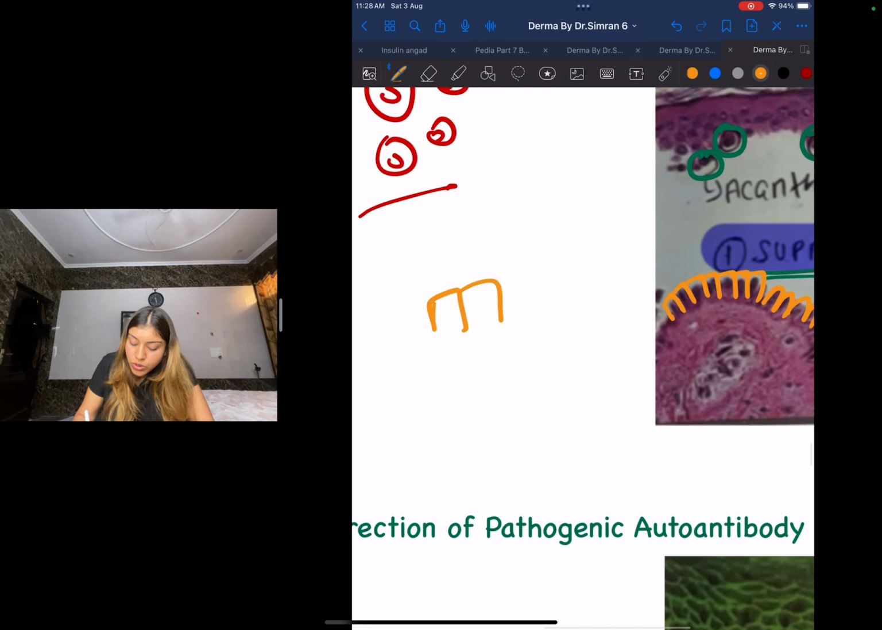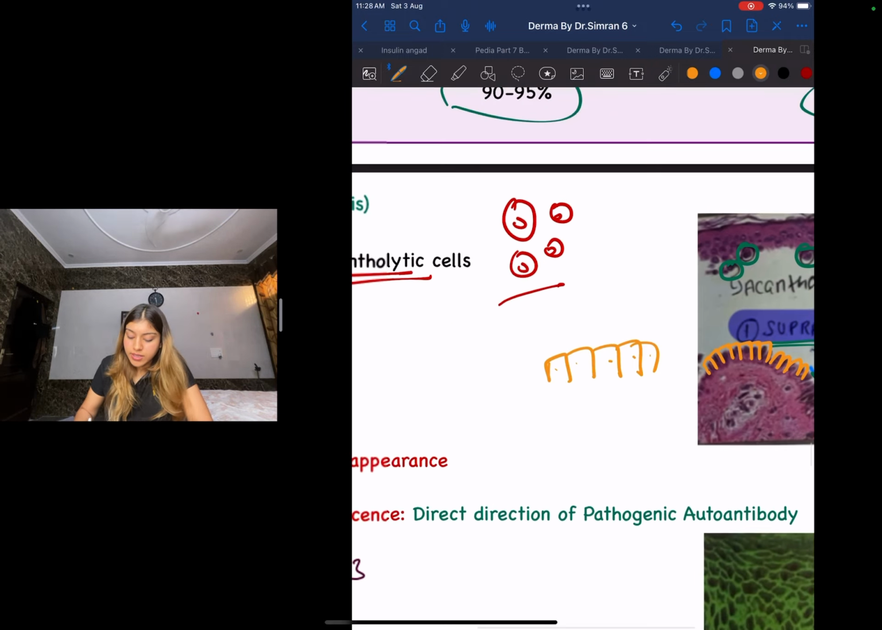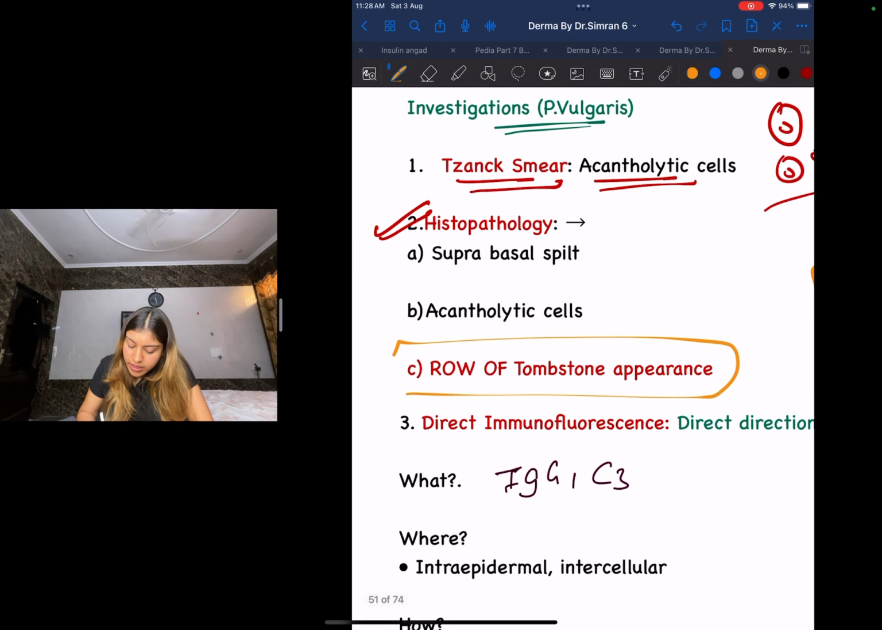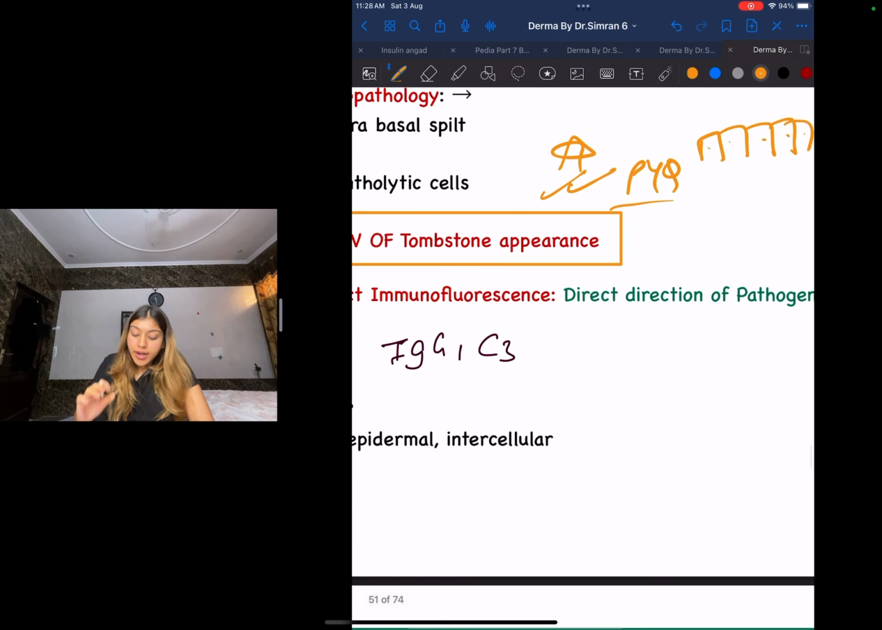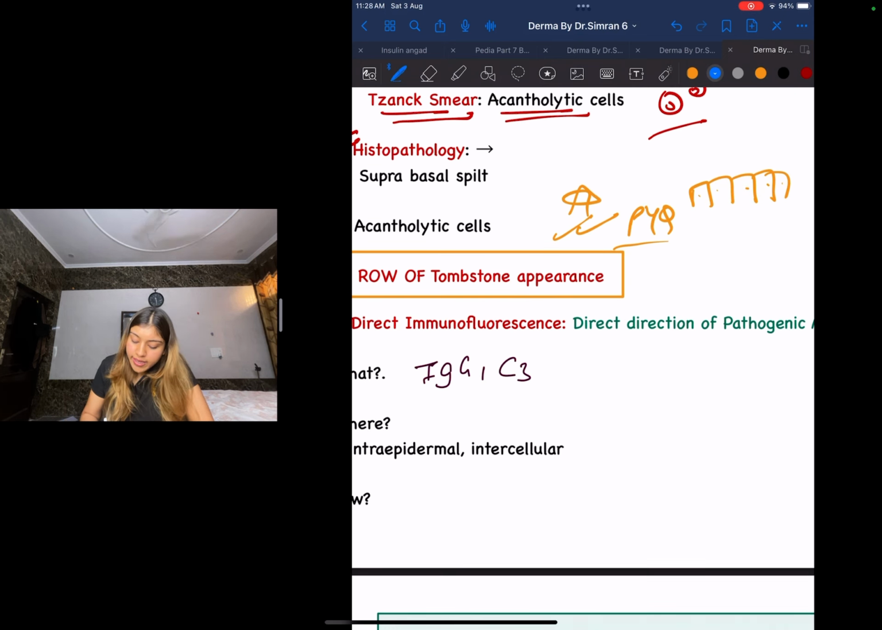Tombstone, you know, graves, multiple graves in one area is called a tombstone, right? So row of tombstone appearance. This is a very characteristic histopathology of patients with pemphigus vulgaris. Okay, this is a PYQ. Remember that. Now guys, let us look at the direct immunofluorescence.